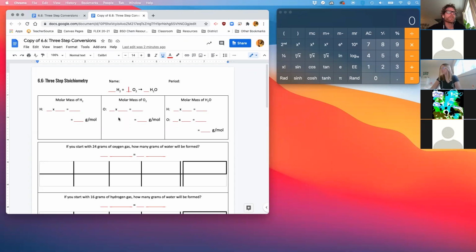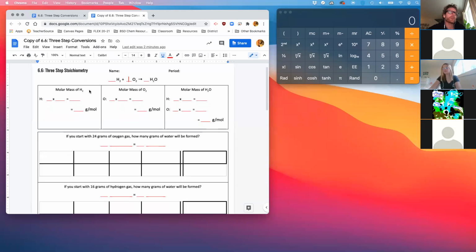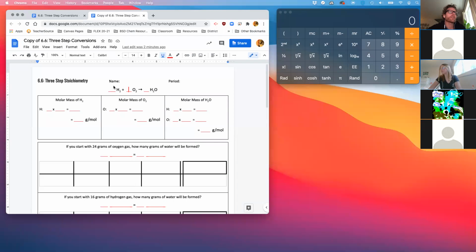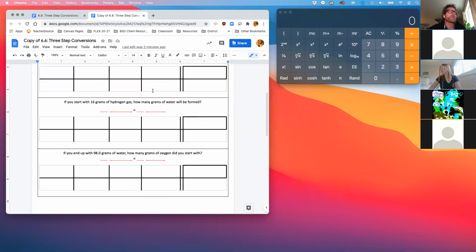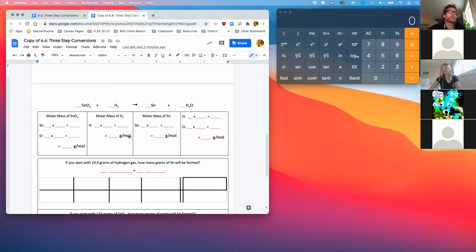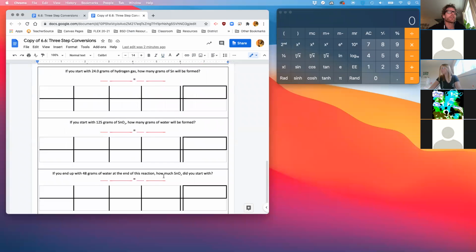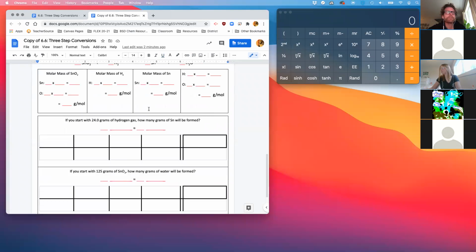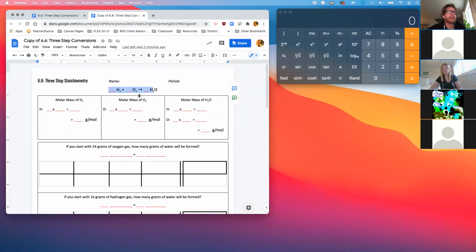Here's the deal. Hopefully you've already taken notes on this. So we're going to do this together, but I'm going to explain how this homework assignment works. This first page, all of it is having to do with hydrogen gas, oxygen gas, and water. So once we balance this equation and find these molar masses, you can use them for these three problems. The second page is a different equation, and you have to balance this first and then go about solving it. Okay? So let's go ahead and get started here.